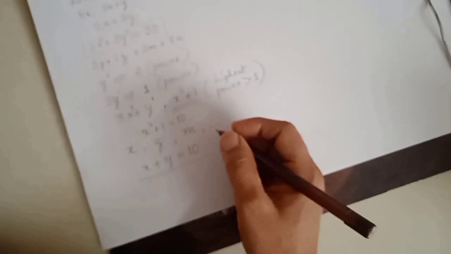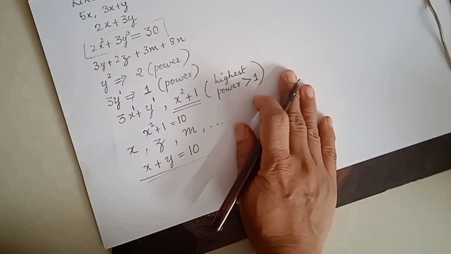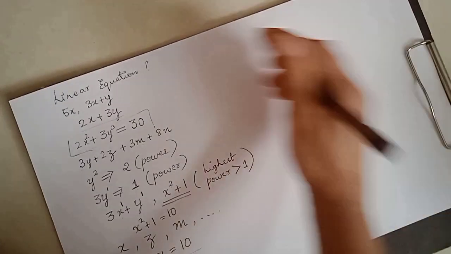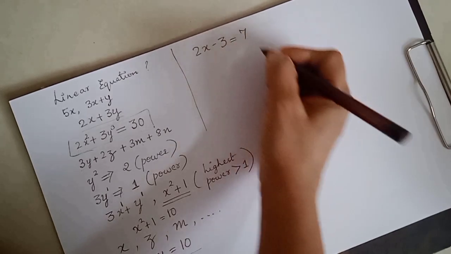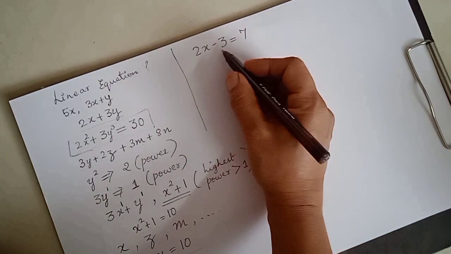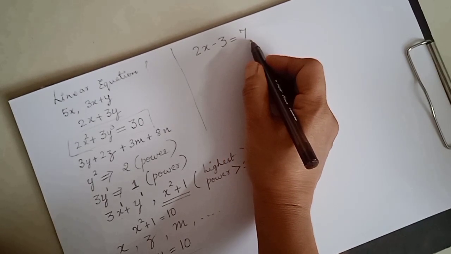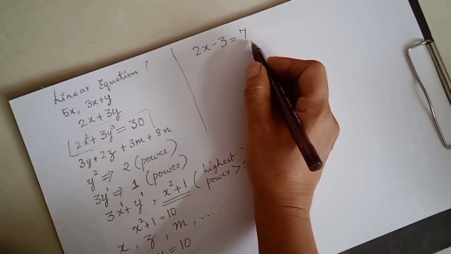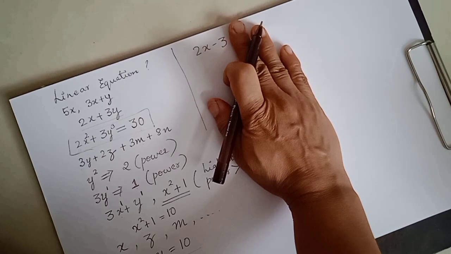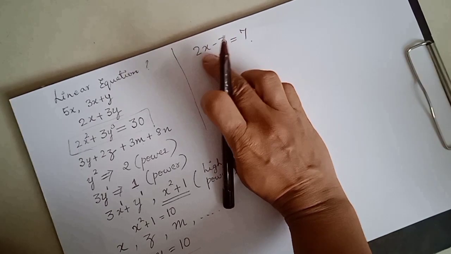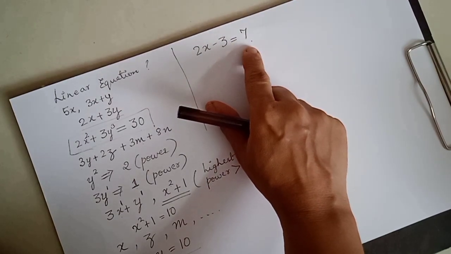You are already familiar with the LHS and RHS. For example, you take an expression here like this. 2x minus 3 is equal to 7, as they have given in the textbook. 2x minus 3 is equal to 7. So this is an algebraic equation because it is having an equality sign. If only 2x minus 3 was present, I would tell it as an algebraic expression. Since it is involving equality, it is an algebraic equation.